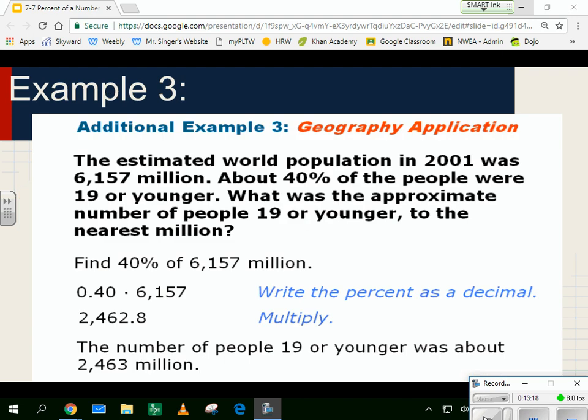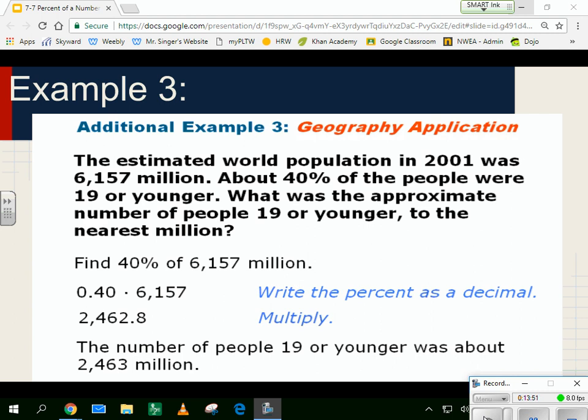Now you could end up having to do word problems that deal with stuff like this. For example, the estimated world population in 2001 was 6,157 million. About 40% of the people were 19 or younger. That's like you guys. What was the approximate number of people that were 19 or younger? So again, you're trying to figure out what 40% of 6,157 is. So you can just simply multiply the two by changing the percent to a decimal.